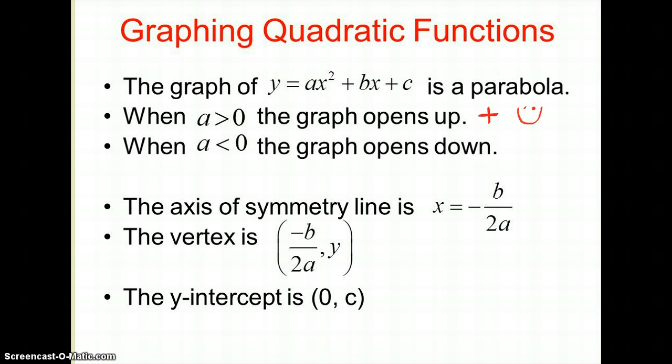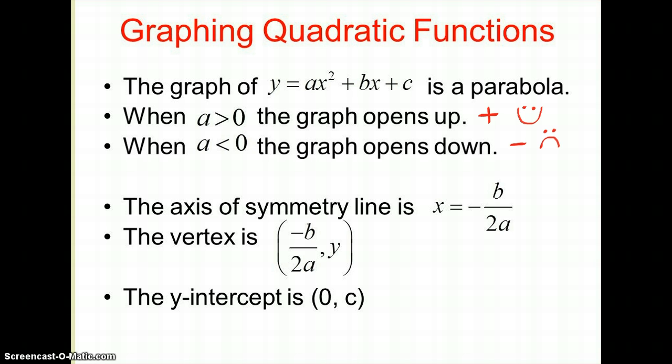If you look at the second part, it says when a is less than 0, so that would be a negative number, and negative people tend to frown a lot. So think of a frowny face when you think of a parabola opening downward. With a positive a, it opens up and looks like a smile. If a is negative, it looks like a frown. It's going to open down.